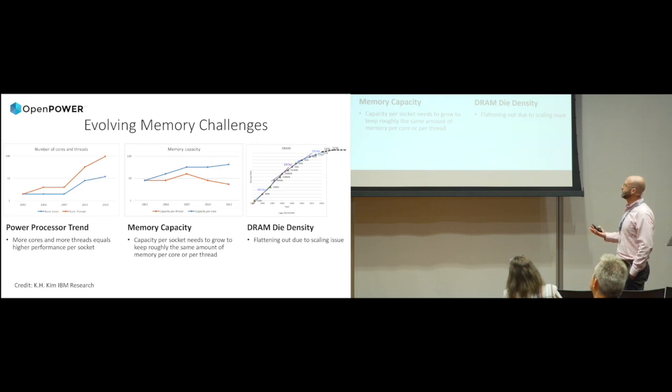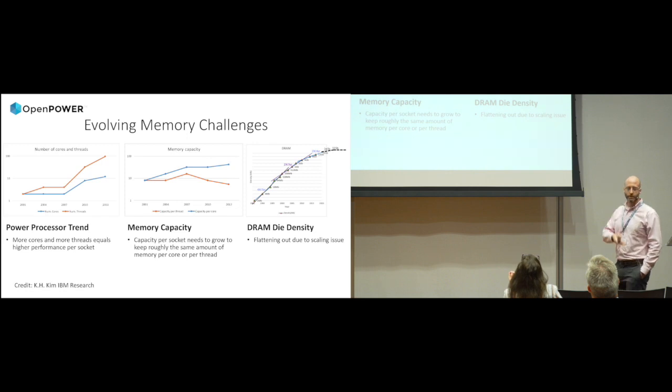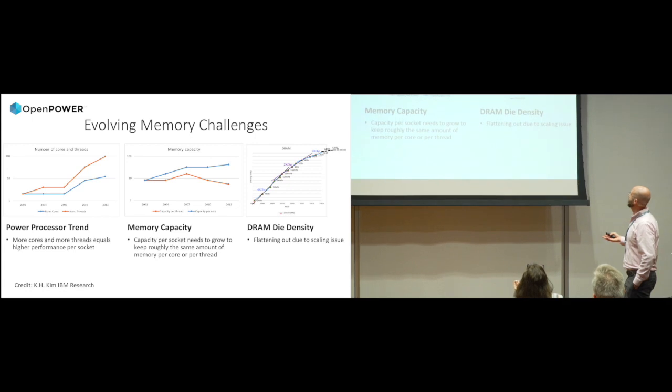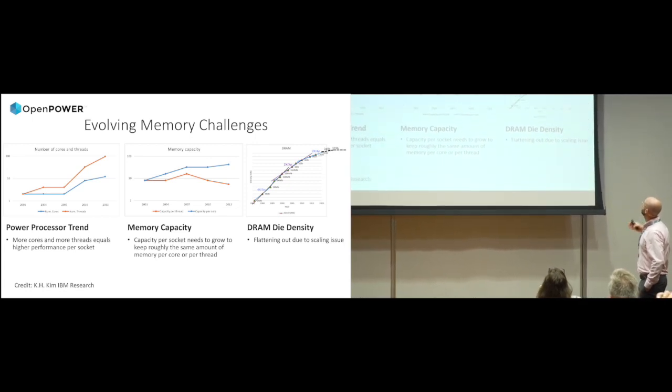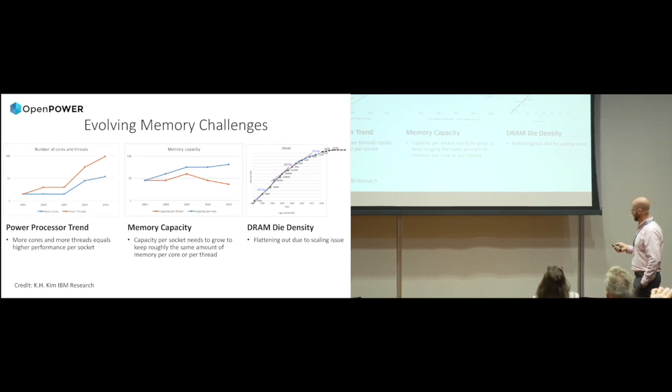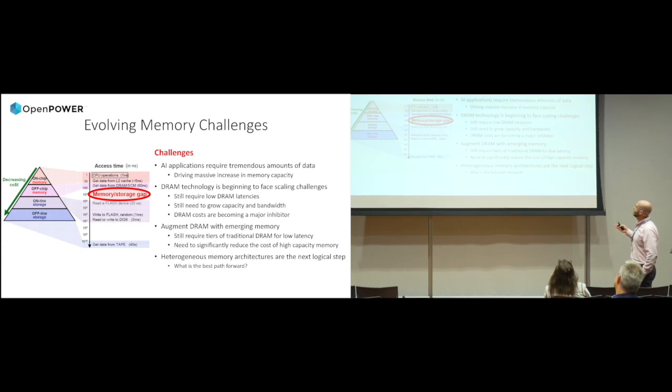So each one of those new cores and threads is going to need more memory bandwidth going to it, right? And then here on the right is the problem that we've seen, listed in some other presentations like Ken's earlier, is that your DRAM die density is starting to flatten out, right? And you're starting to increase your cost, and you're not getting as much benefit out of your DRAM devices. So what does this mean, right?